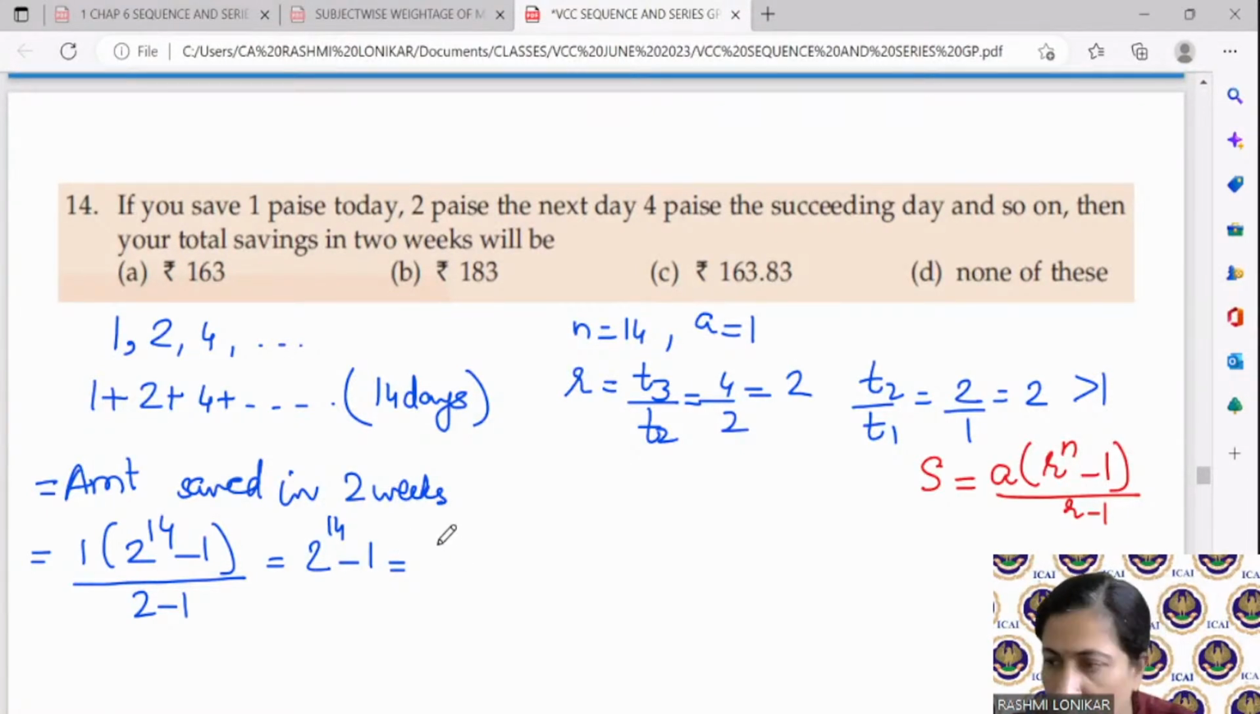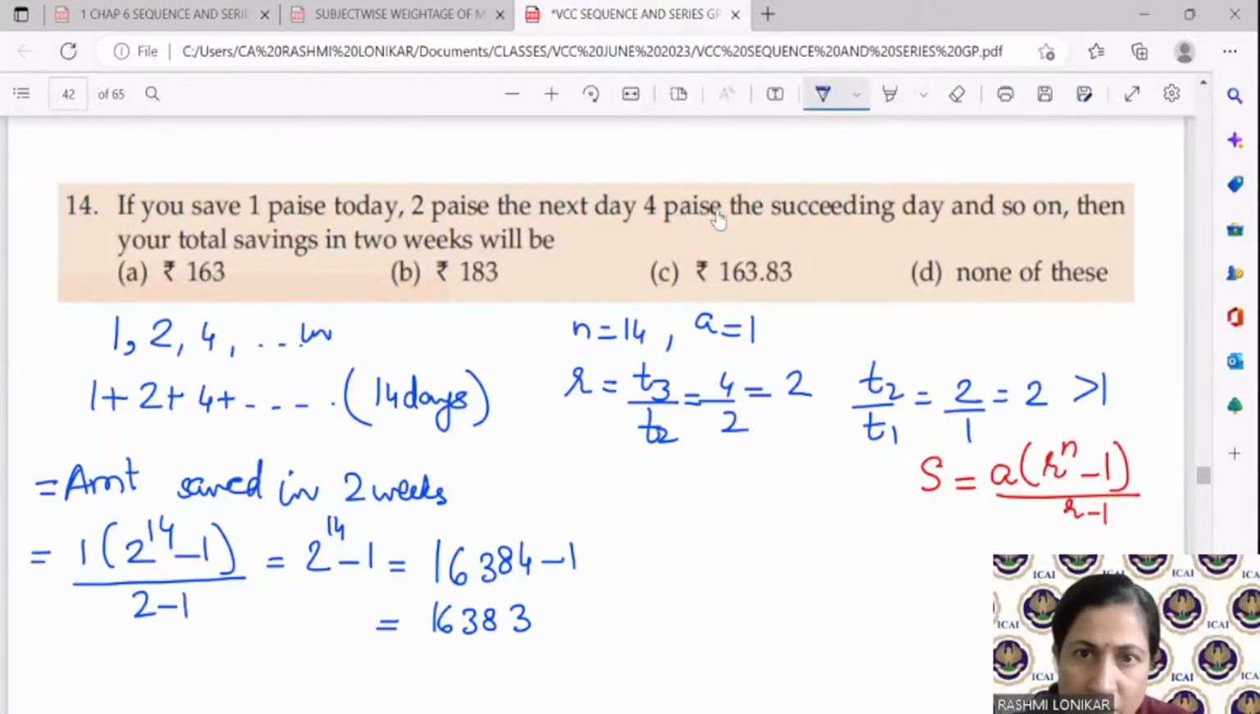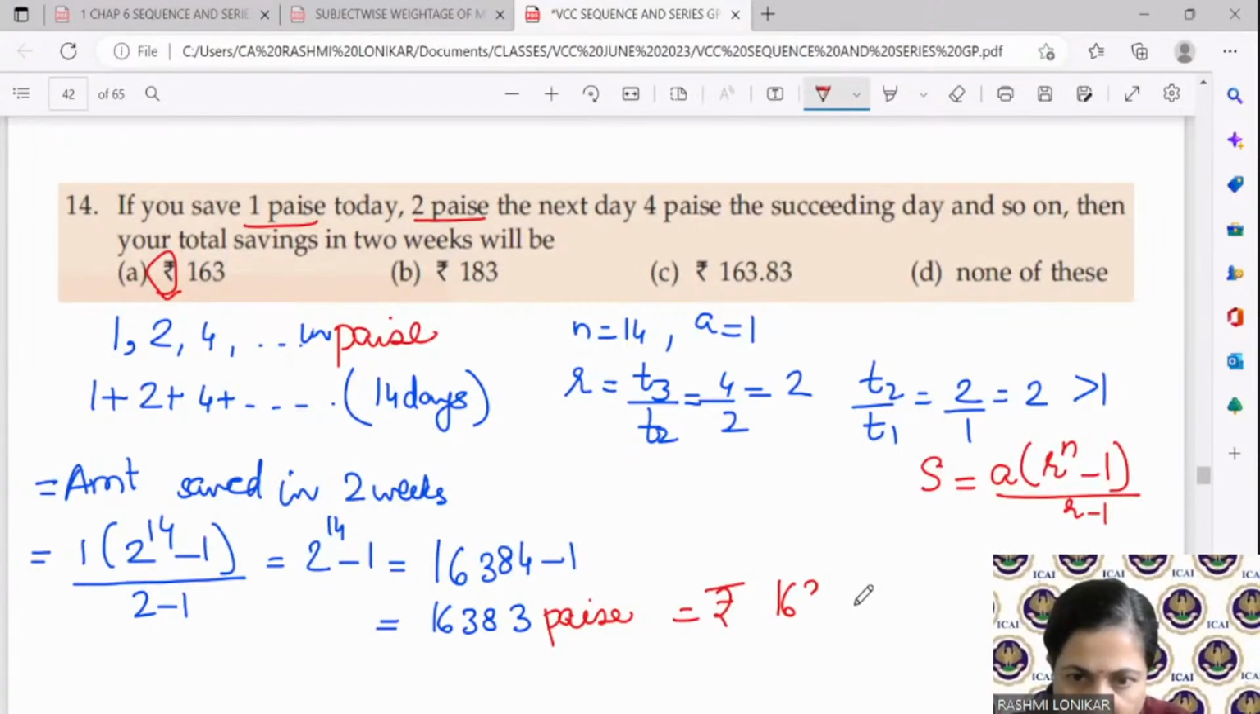So this is equal to 16384 minus 1, which is equal to 16383. But remember this amount is all in paise. It is 1 paisa, 2 paisa, and the answer is in rupees. So this is paise, which is equal to how much in rupees? I divide by 100, so my saving is 163.83. So C will be the correct answer.